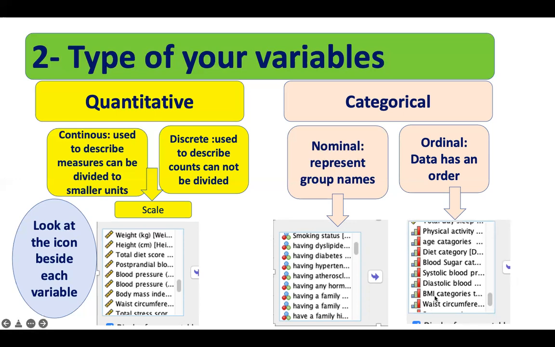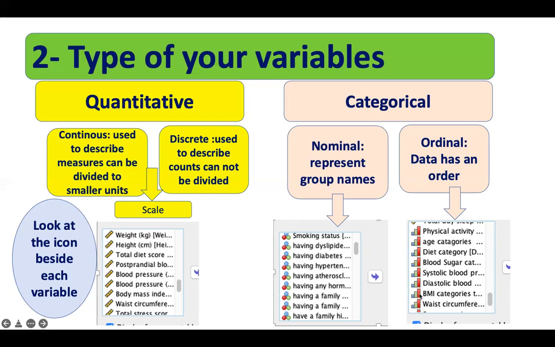Body mass index, we divide body mass index into underweight, normal, overweight, obesity stage 1, obesity stage 2, or morbid obesity, then malignant obesity. So it is categories. Everyone is larger than the other. So the icon will be in front of you like this.